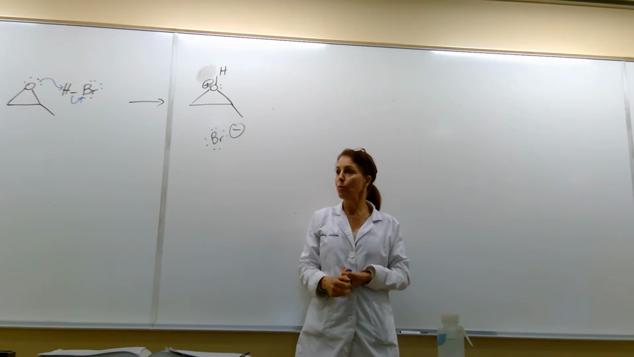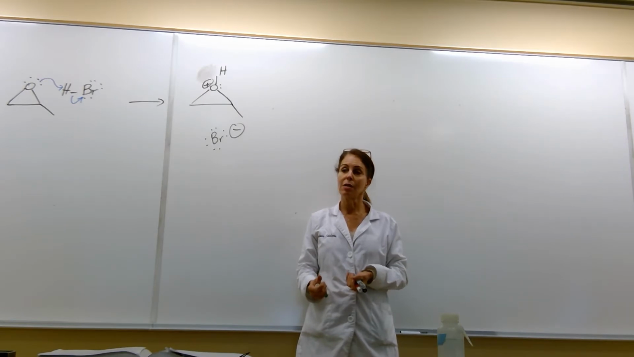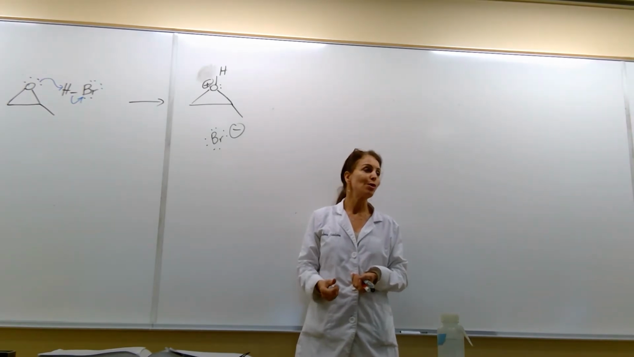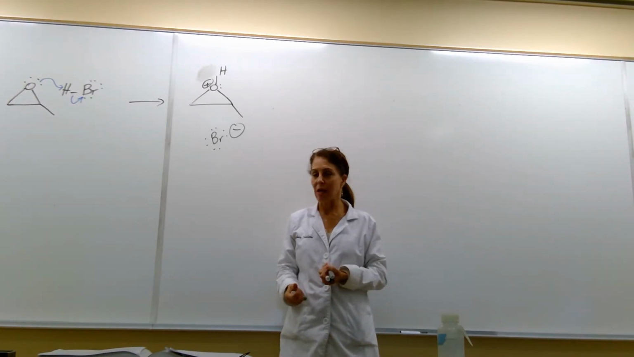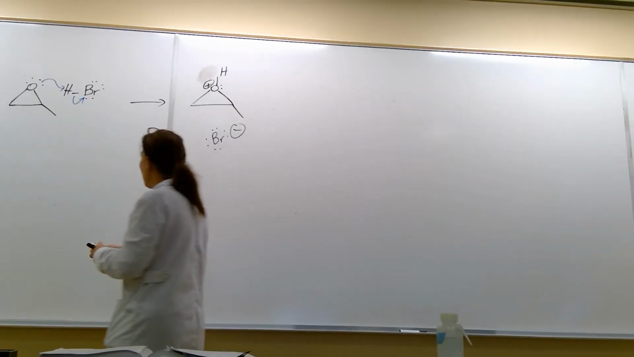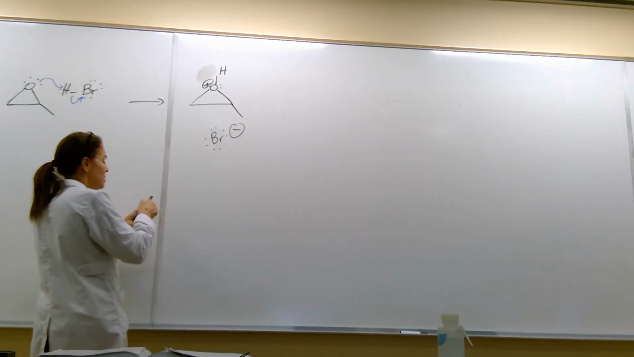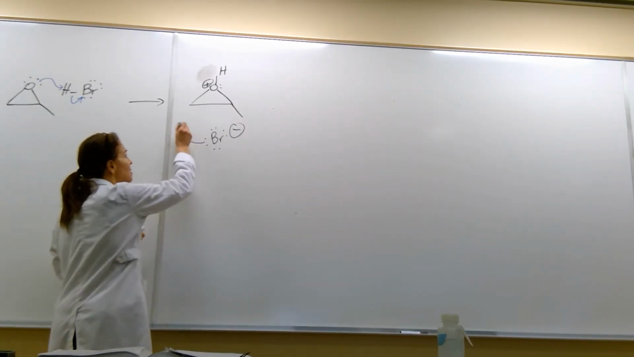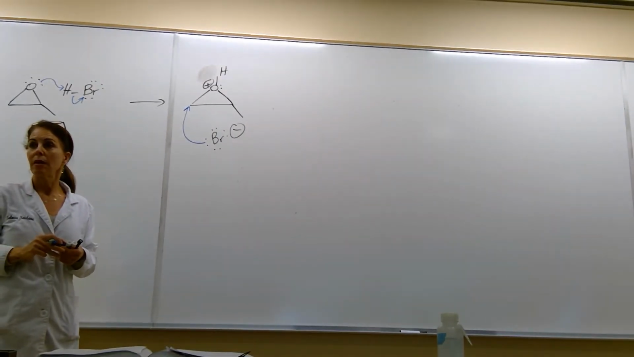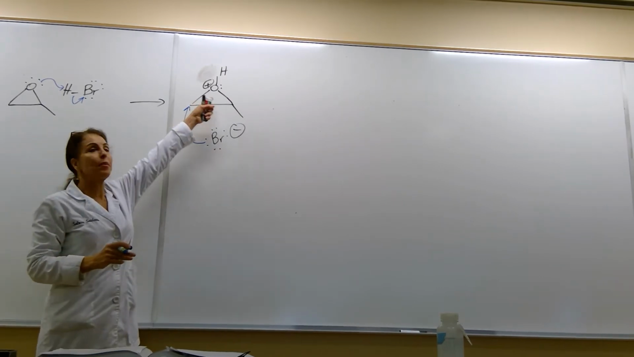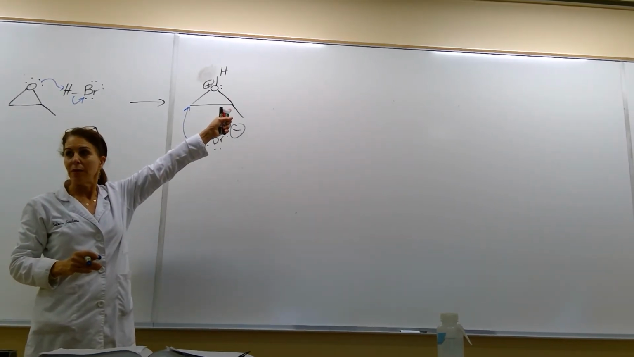So we have 2 possibilities, you agree? And not only 2 possibilities, we can have it in 1 step or 2 steps. Okay, so the question is: is it 1 step or 2 steps? If I attack on this side, everybody seeing this? So it's almost like a primary alcohol, you agree?